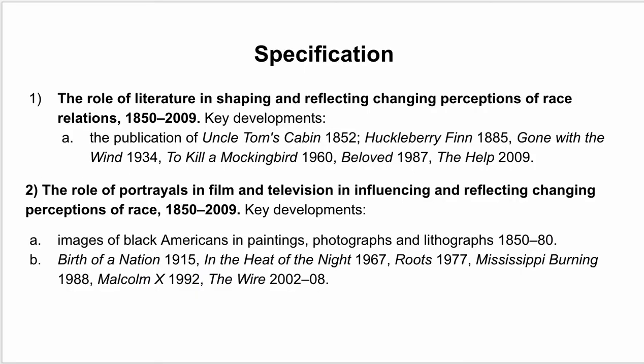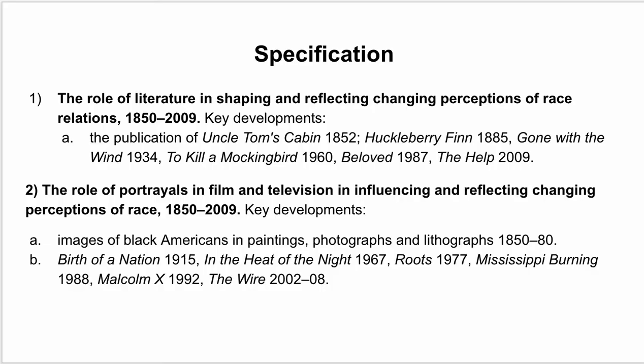So onto the specification. The first point is about literature. And the thing with this topic is there's actually not a huge amount of content, really. So the novels are Uncle Tom's Cabin, Huckleberry Finn, Gone with the Wind, To Kill a Mockingbird, Beloved, and The Help. So that is 6. There's 6 novels there from across this period that you need to know about.